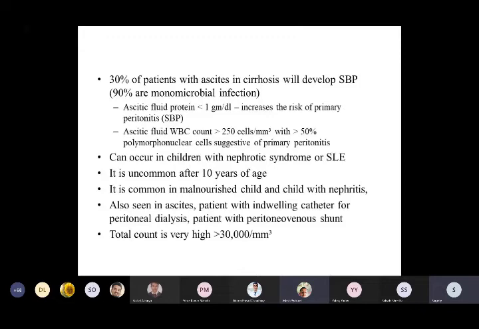Primary peritonitis can occur in children with nephrotic syndrome or SLE. It is uncommon after 10 years of age. It is common in malnourished children and children with nephritis. It is also seen in ascites patients with indwelling catheters for peritoneal dialysis and patients with peritoneovenous shunt, and usually the total count is very high, more than 30,000 per cubic mm.